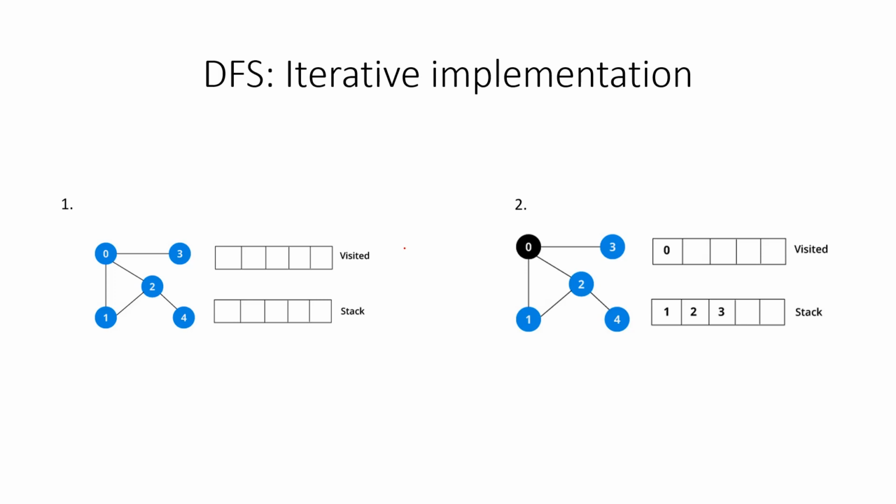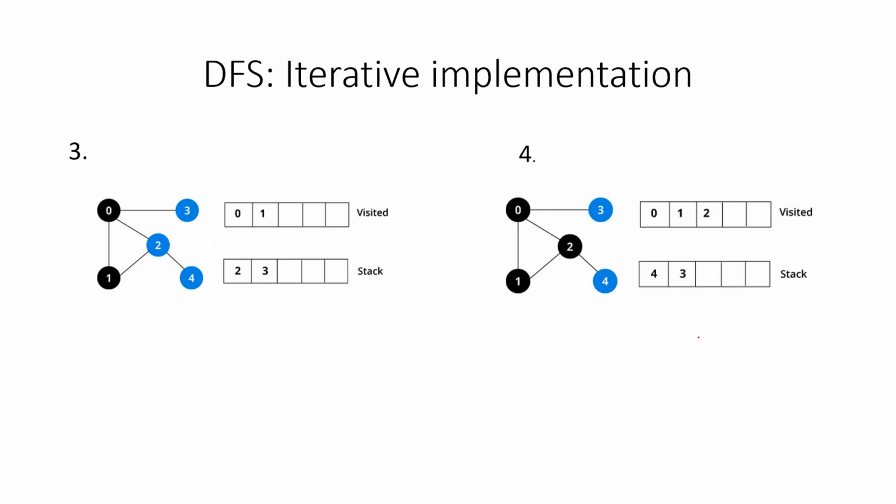Actually, there is no difference, but here is a graphical illustration of the iterative implementation of the DFS. So initially we start with 0, right? And on 0 we mark 0 as a visited node, as a visited vertex. Then we put into the stack all the adjacent vertices of 0, which is 1, 2, and 3. So here, as you can see, the stack is filled with 1, 2, and 3.